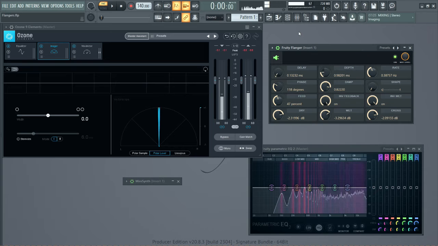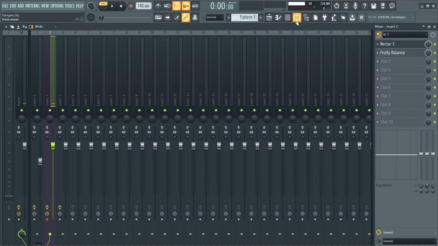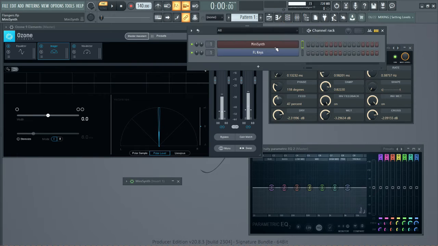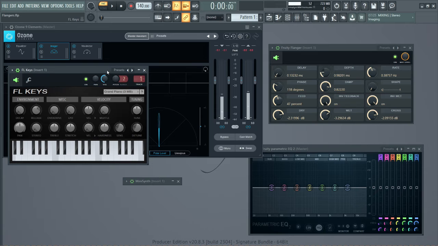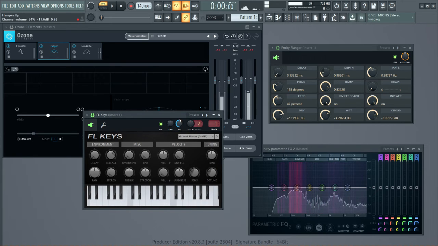So moving on to the next example. FL Keys. So let's listen to how it changes the timbre of this piano, because this is an example where you would want to use it to just change the way it sounds.